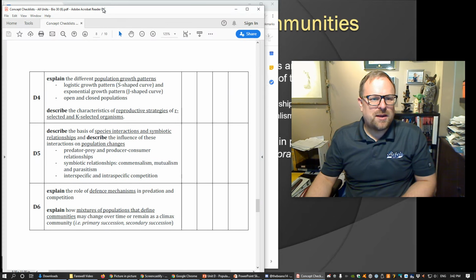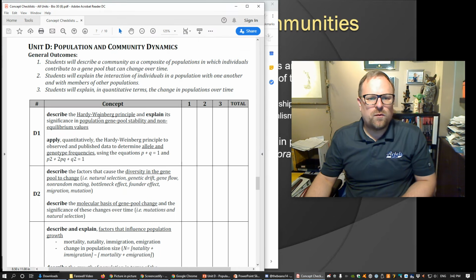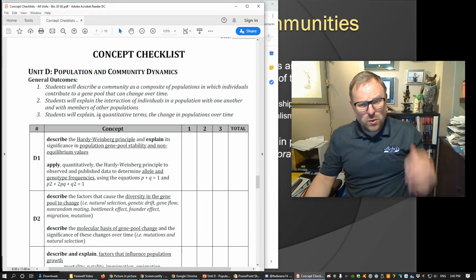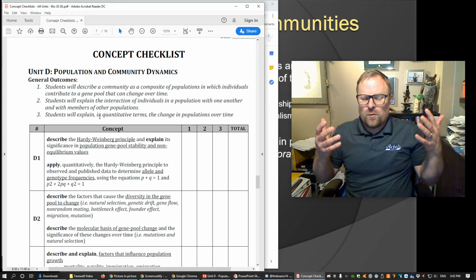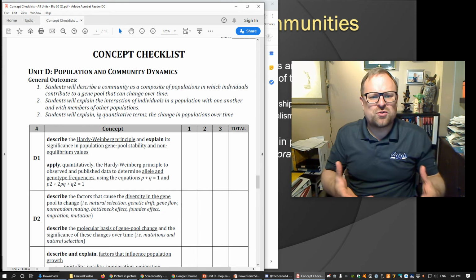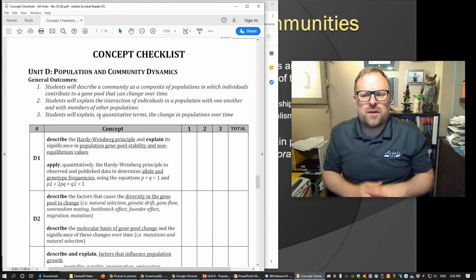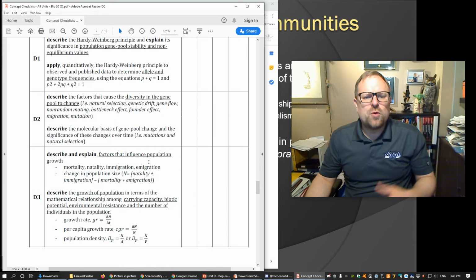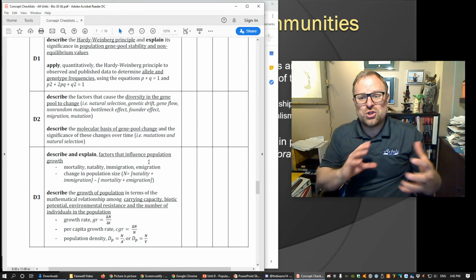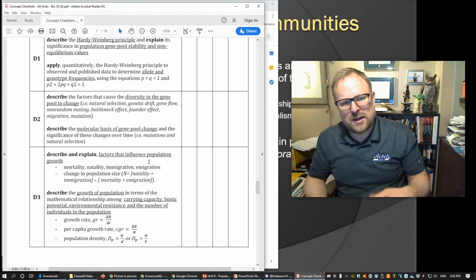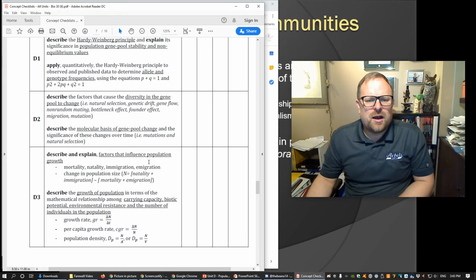So before we get to that, I'm going to slide this over here and we're just going to have a quick look of where we've been so far in Unit D. So in population and community dynamics, we've mostly been talking about populations. We first started out talking about a population that's stable and how we could describe the depth of its gene pool and the stability of its gene pool using the Hardy-Weinberg principle. We then moved into talking about how we can change the diversity of gene pools by looking at things like natural selection, genetic drift, gene flow, et cetera, and did some playing around with that stuff.